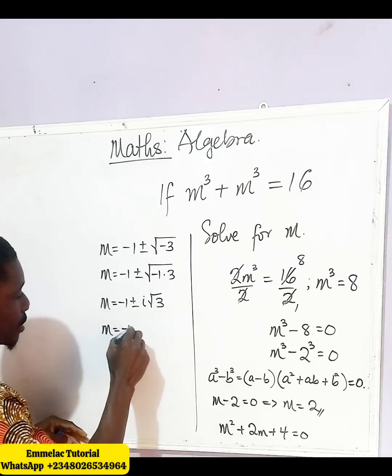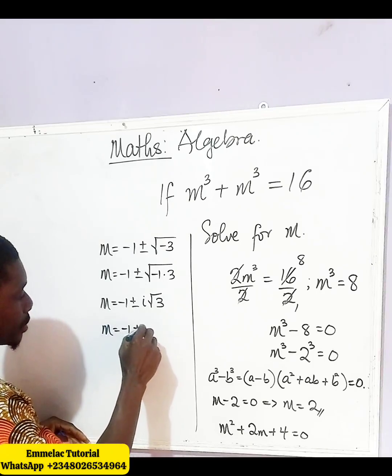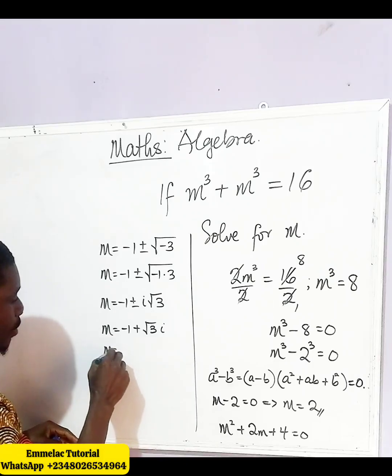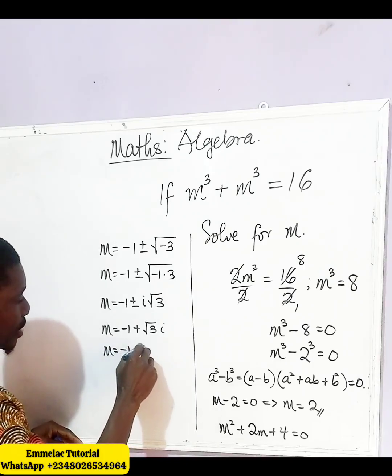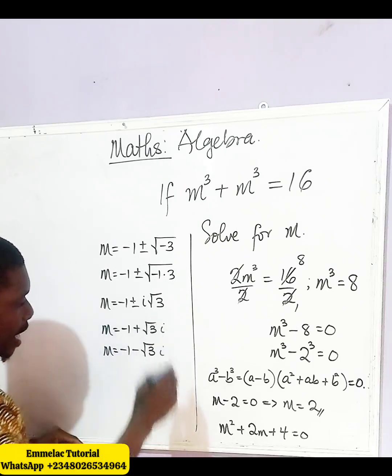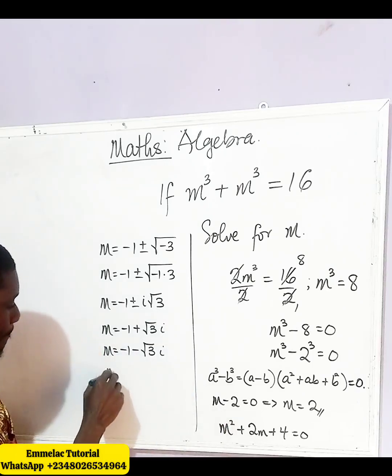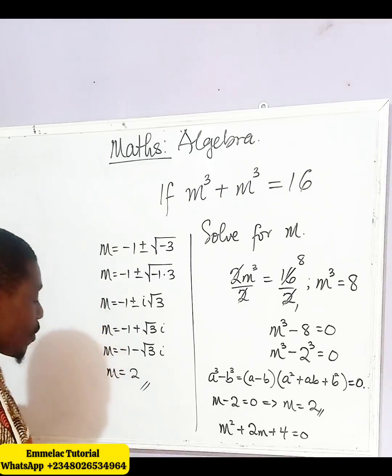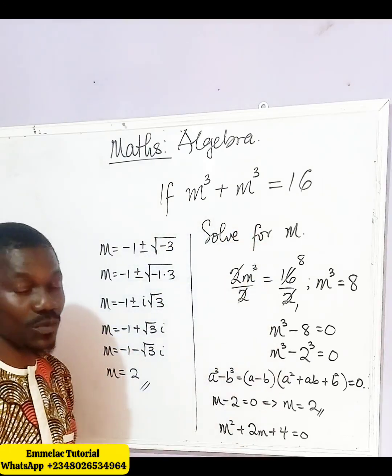So here you can see the two solutions for m: m equals -1 plus i root 3, or m equals -1 minus i root 3, or m equals 2. So these are the 3 solutions for m that satisfy the equation.